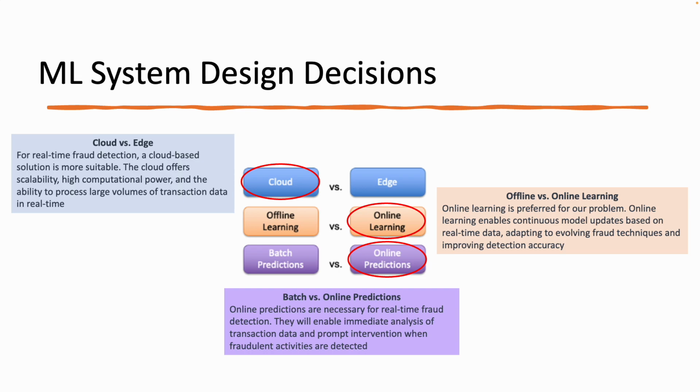On the other side, when we look into offline versus online learning, we'll prefer our model to be using online learning. Now, online learning enables continuous model updates based on real-time data, adapting to evolving fraud techniques and improved detection accuracy. And lastly, when it comes to predictions, whether batch or online, our model should definitely give online predictions because these will enable immediate analysis of transaction data and prompt intervention when fraudulent activities are detected. This is absolutely the key for this entire model.